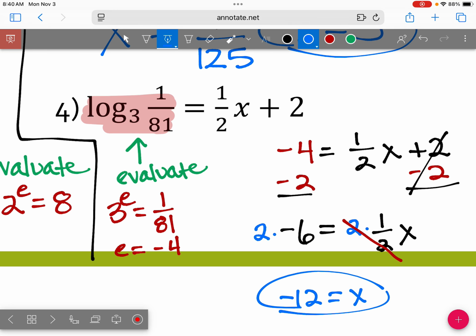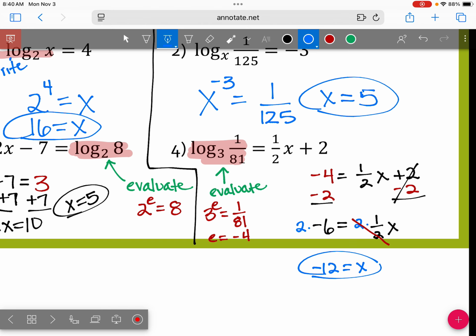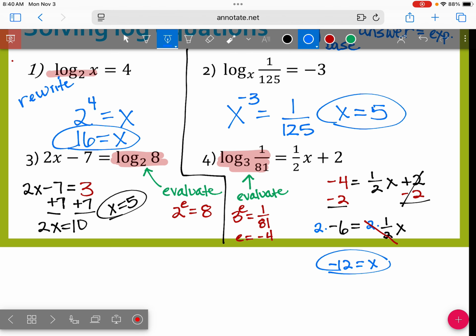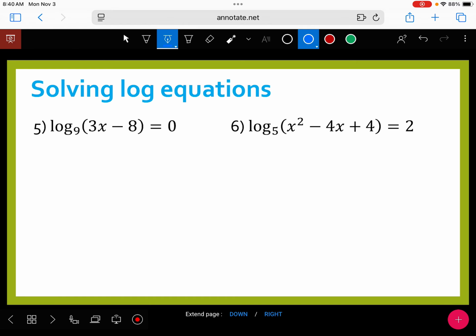Questions about these first 4 equations? What do y'all think? Thumbs up, sideways, down. Where we at? First day of logs. You know, we always start in the kiddie pool, the water at our ankle, then we slowly go to the other side. All right, almost there. Go ahead and copy down these 2 equations.